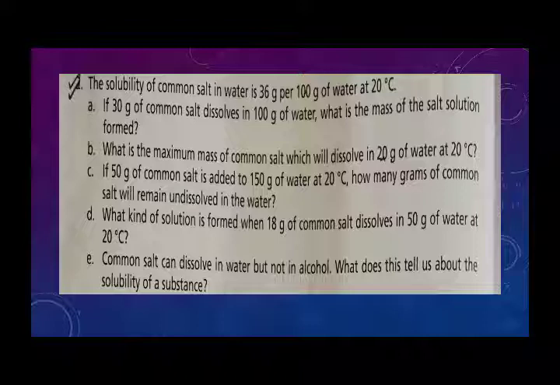Now let's move towards part C. If 50 grams of common salt is added to 150 grams of water at 20 degrees Celsius, how many grams of common salt will remain undissolved? Now here they are increasing both of the quantities. They are increasing the quantity of common salt as well as the quantity of water, but they are not increasing the temperature.